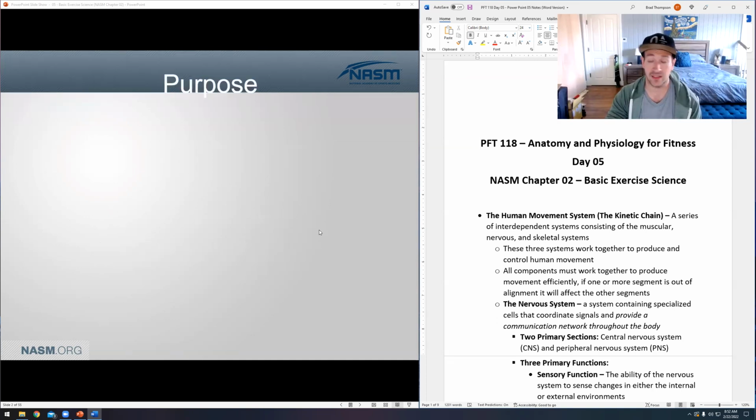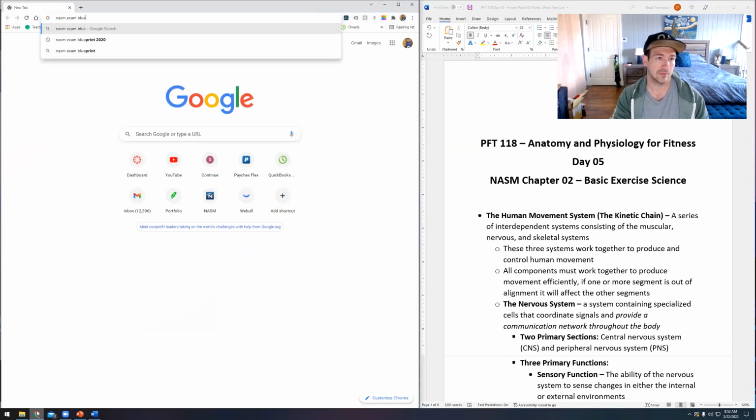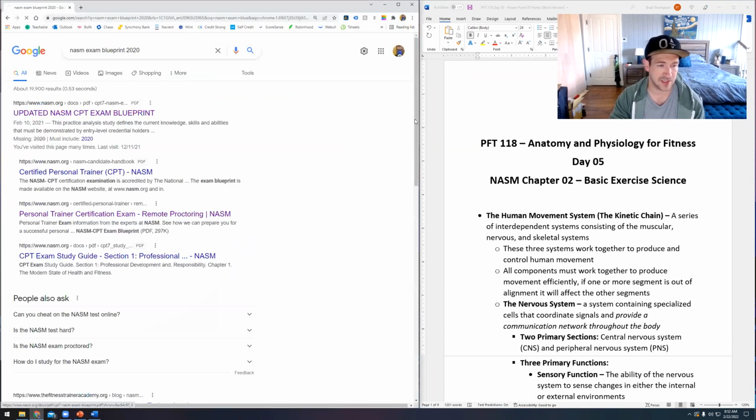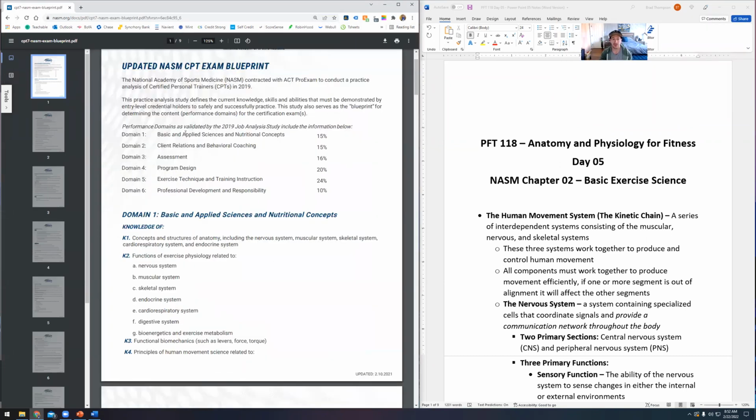Because honestly, when you look at your NASM exam blueprint, I'm just going to pull this up here. This is a detailed breakdown of how your questions work. 15% of it is going to come from basic applied sciences and nutritional concepts. I would say that probably 10% of that is the basic science stuff we're talking about today, and 5% would probably be nutrition. They don't do a really super detailed breakdown of that. But that is sort of domain one.